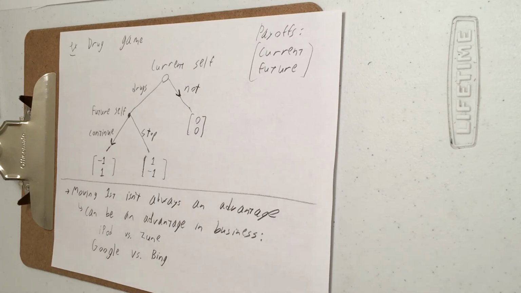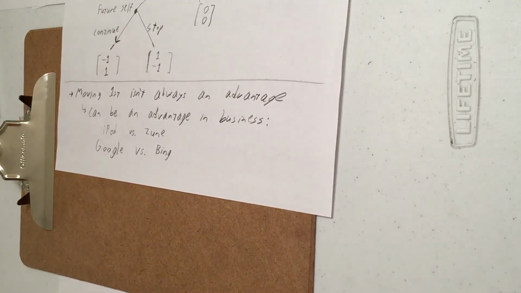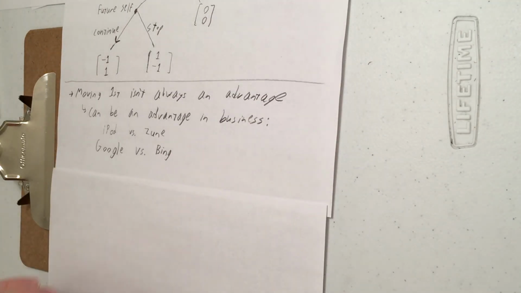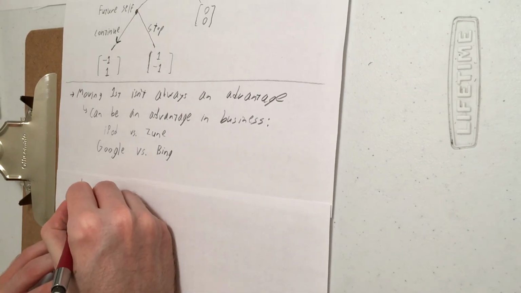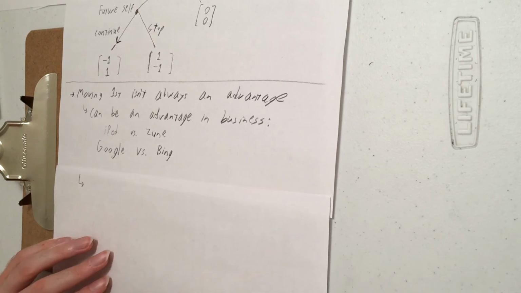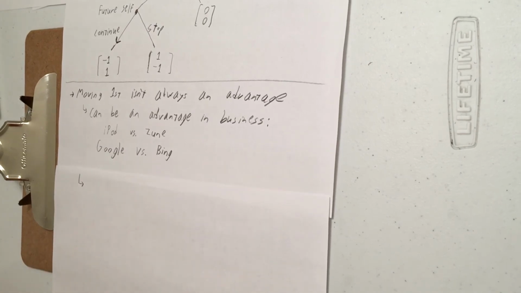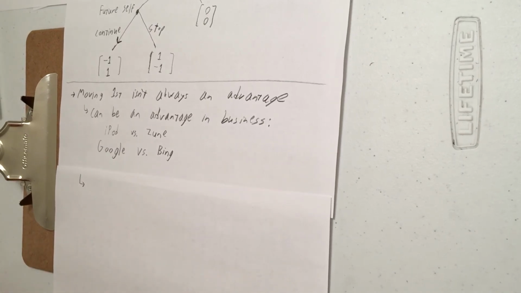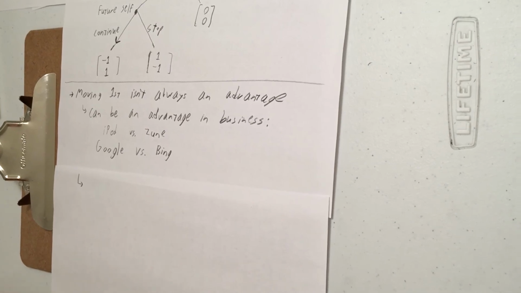Now, why can having the first move be a bad thing sometimes? Well, that's because the player who moves first is going to lose some flexibility. You've got to commit yourself on the first move, whereas the second player can observe that, get more information, and then have this extra flexibility.